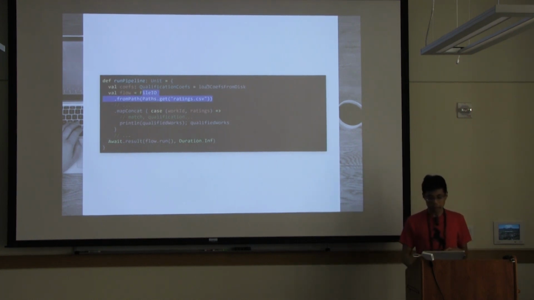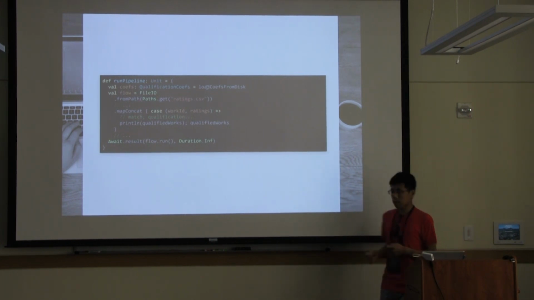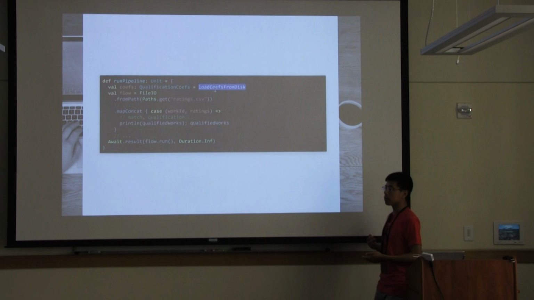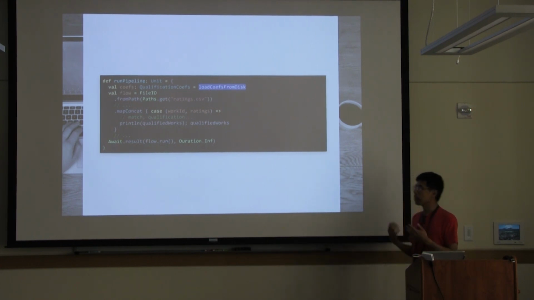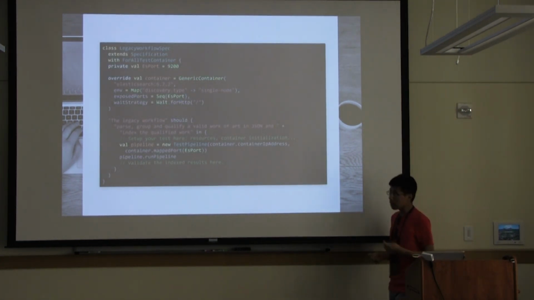But we also have here, it looks like we are loading the qualification coefficients from disk, but we don't know how, from where, etc. However, this is actually a method in the same class. So what we can do is create a subclass of the pipeline class and override this method. And that would allow us to write this regression test.